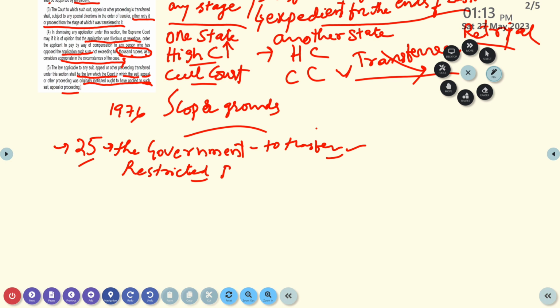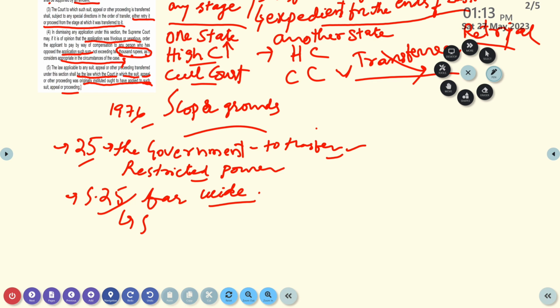But after the amendment, the power of section 25 is far wider. It has far wide power. The language of the power in section 25 is similar to section 406 CrPC.